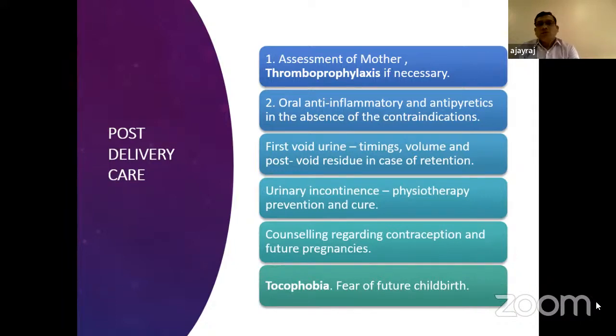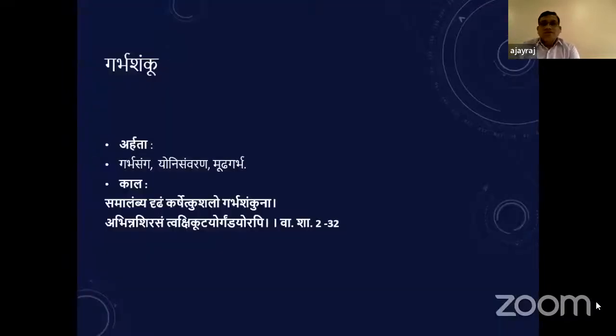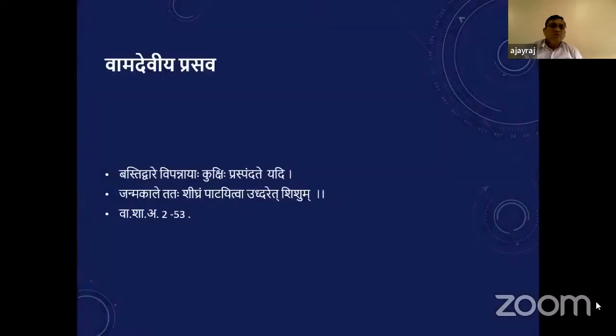Tocophobia, there is a term known as tocophobia in which people experience the fear of future childbirth. In Ayurvedic texts also, we can see the reference of Garbhashanku. In Garbhasanga, Yoni Samvaran, or Mudgarbha, in Vagbhata Samhita, Garbhashanku is described for the delivery of the baby. If the Garbhashanku fails, then we have to deliver the baby by Vamadeviya Prasanna. So, this was all about operative vaginal delivery.